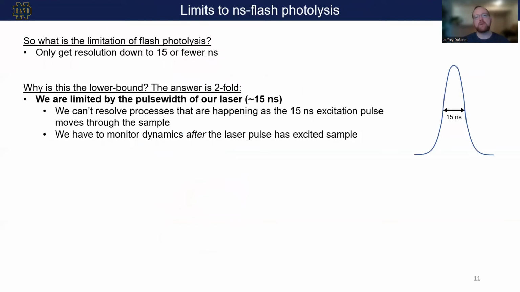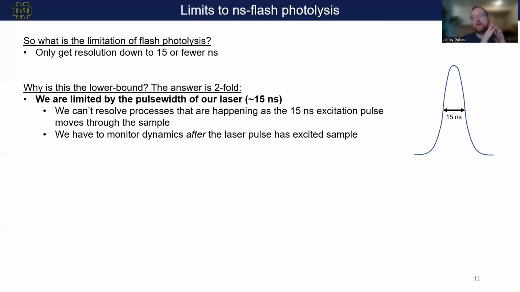Okay, so with any system or technique that you're working with, it's useful to talk about what the limits of the technique are. One of the main limitations of flash photolysis is that, at least for our system, we typically get resolution down to about 15 nanoseconds. That's a twofold answer. In this case, we have about a 15 nanosecond full width at half max for our laser. So as the laser moves through, it takes about 15 nanoseconds for that full laser pulse to move through the sample.